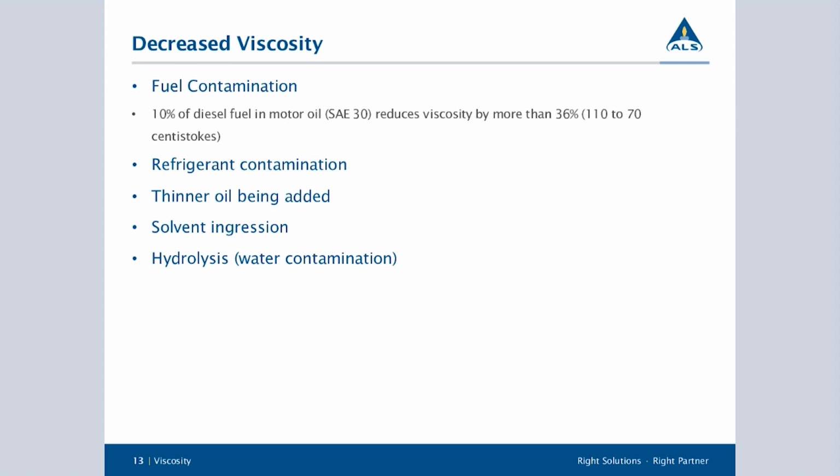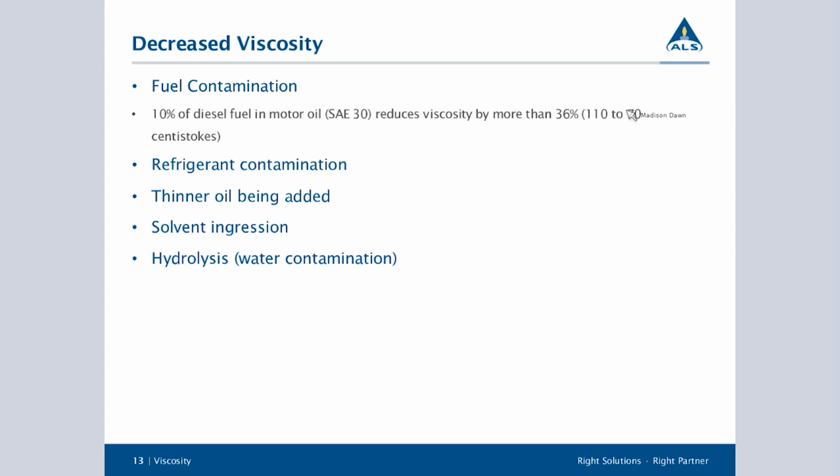So when we're looking at decreased viscosity, we have a few common reasons why, which are fuel contamination as the first one. Fuel contamination means that fuel is getting into your oil. And this is just an example, so it doesn't apply to every single one, but if 10% diesel fuel is in motor oil with, let's say, SAE 30, it reduces your viscosity by more than 36%. So we look at what was 110 centistokes going to 70 centistokes.